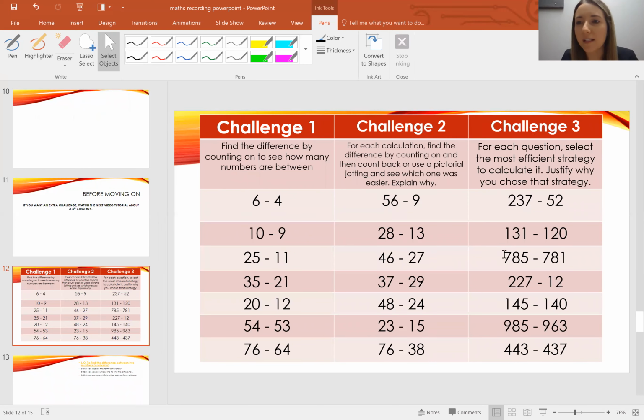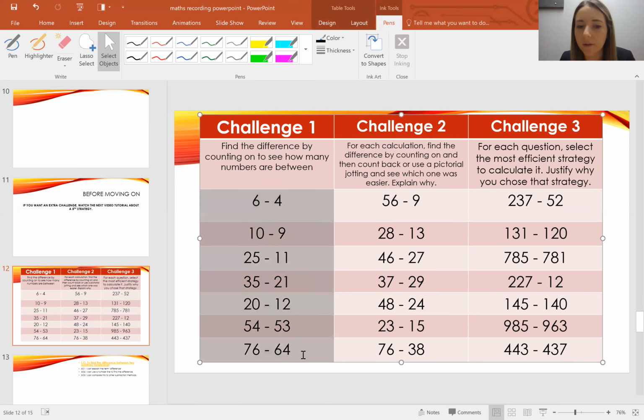Okay, so now it's your turn to have a go and have a practice at using these different strategies. If you feel like you're just kind of understanding finding the difference between two numbers and using the number line to count on, and you just want to practice that strategy, then choose challenge 1. So you're going to find the difference by counting on a number line to see how many numbers are between. So just what we've just been doing, using these calculations, okay?